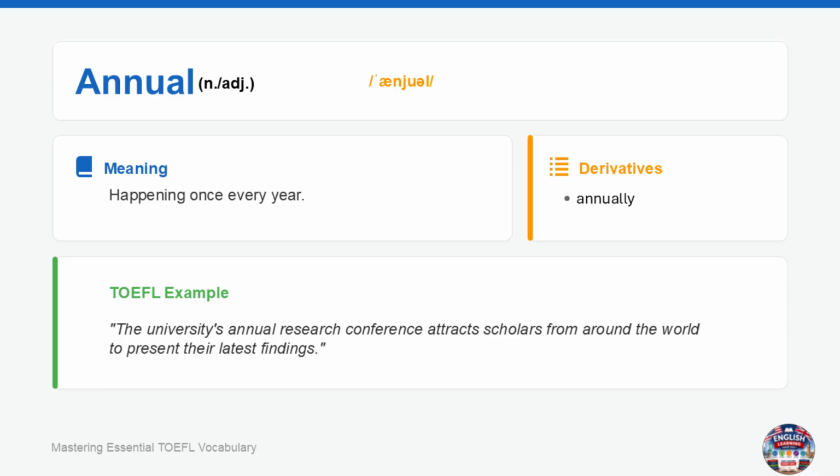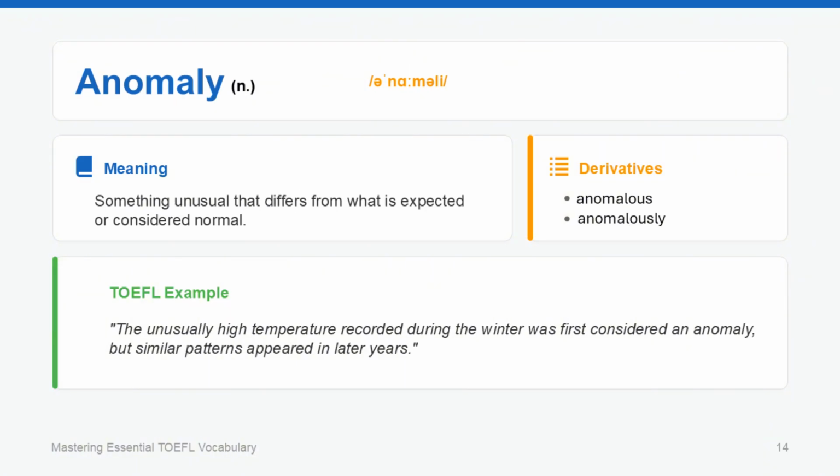Exactly. Those are very common academic expressions. Now listen to this example. The university's annual research conference attracts scholars from around the world to present their latest findings. Here's your question. What happens during the university's annual research conference? Researchers present and discuss their latest scientific findings. Now let's review the derivatives. Annually. So if something happens annually, it happens every year. Exactly right. Our 9th word is anomaly.